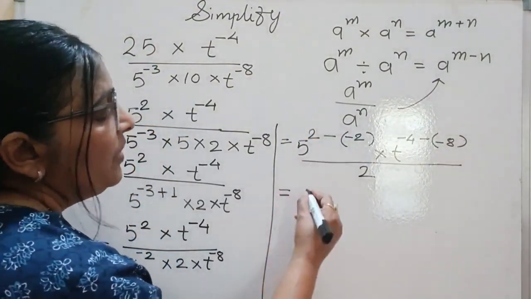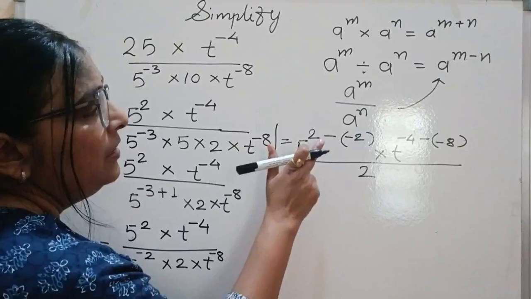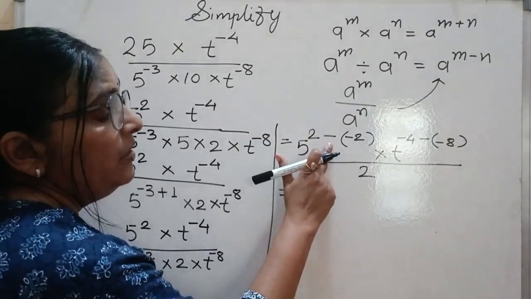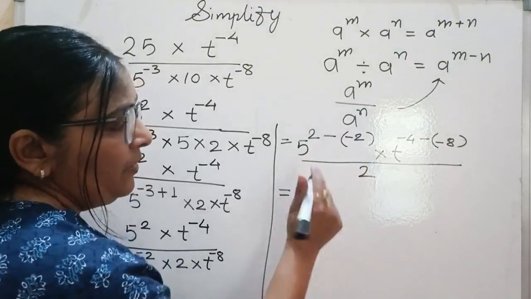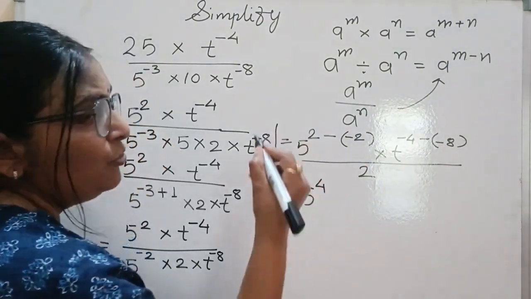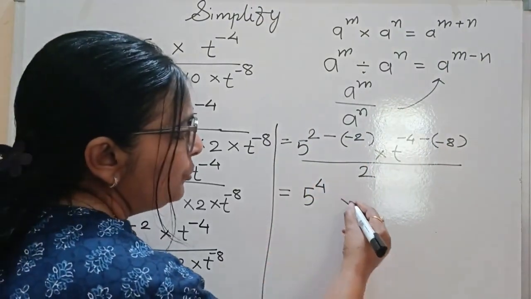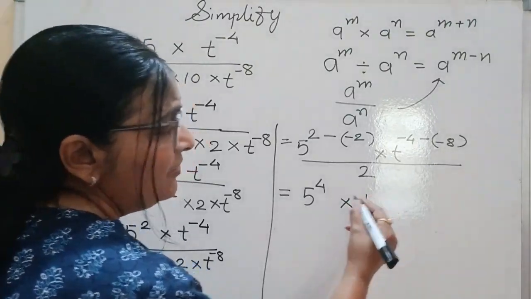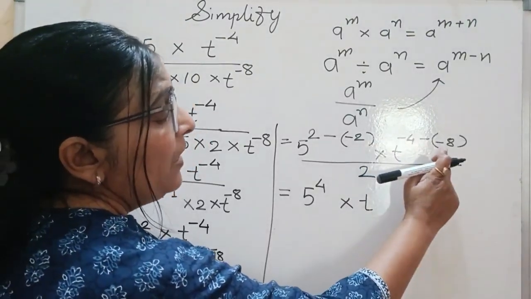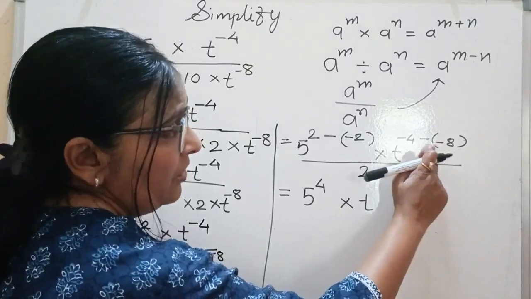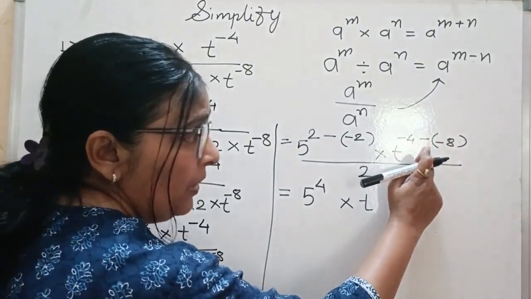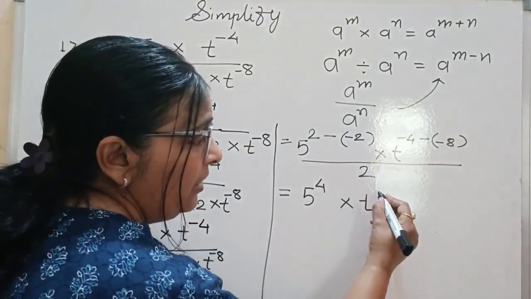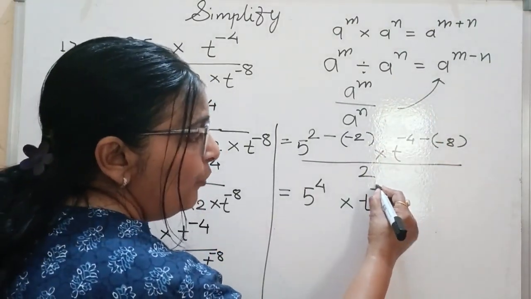Now solve this. 5 raised to, what will you get? See here, minus into minus is plus. So here 2 plus 2, what will you get? Raised to 4, into t raised to, here minus into minus is plus. So here plus 8. Minus 4 plus 8, what will you get? Plus 4.